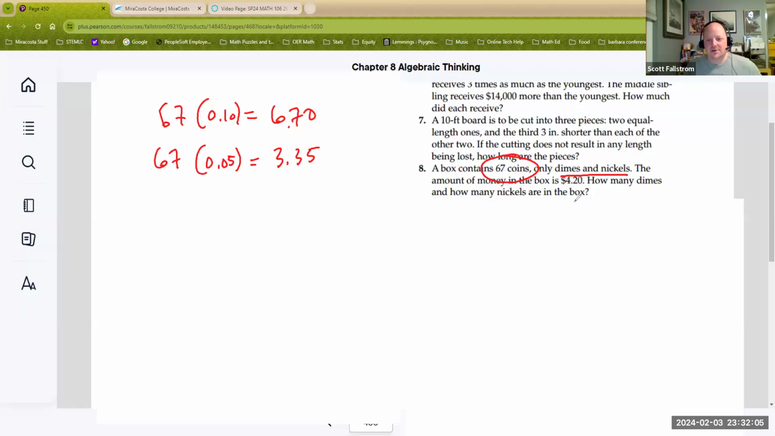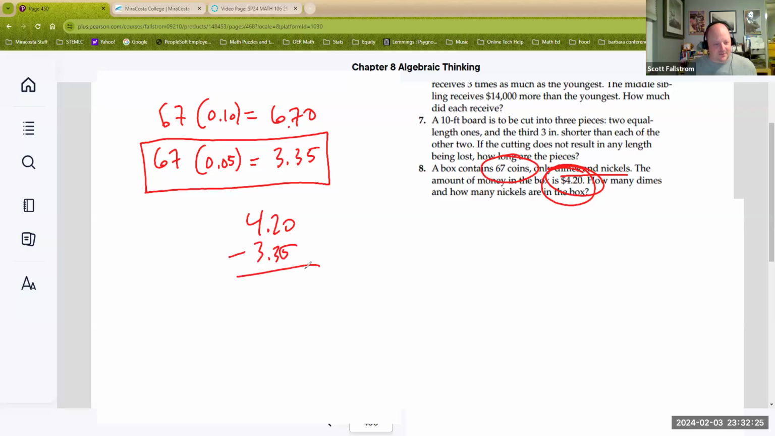All right. Well, notice the amount of money in the box is somewhere between them, which means I've got some nickels and some dimes. So if I was going to do this problem, what I might choose to do is say, what if all of the coins were nickels? That's 335, right? So take the $4.20 and take away $3.35. And let me grab my calculator here. So 335 minus 420 is 85 cents. Okay, right?